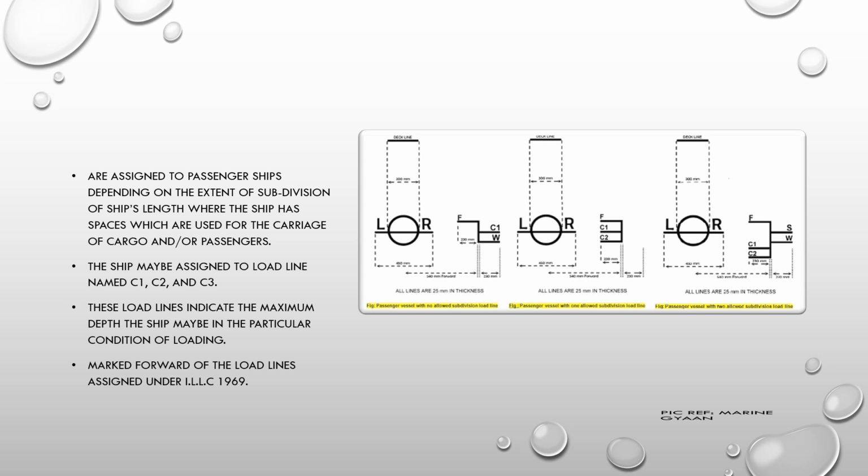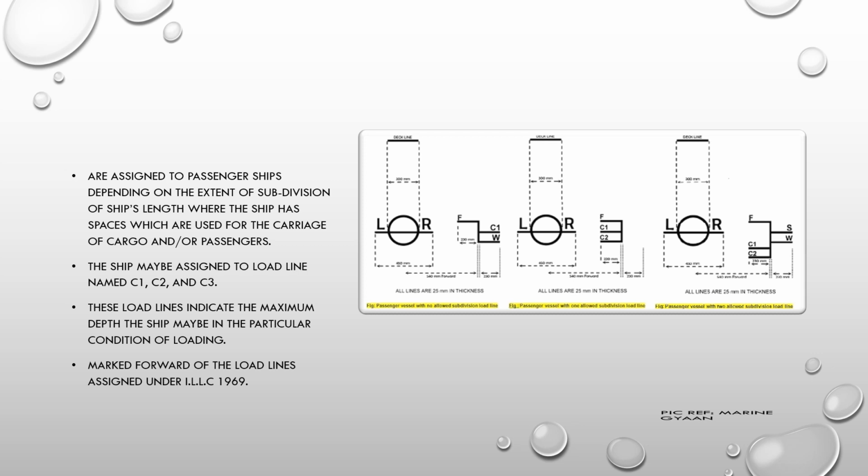The first one has a passenger vessel with no allowed subdivision load line. You can see where the load line C1 is marked on the ordinary load lines. The next one is a passenger vessel with one allowed subdivision load line. You have C1 and C2 there, just located below the freshwater load line. And then in the third drawing, you have the passenger vessel with two allowed subdivision load lines, where you have the load lines C1 and C2 just below the winter load line.